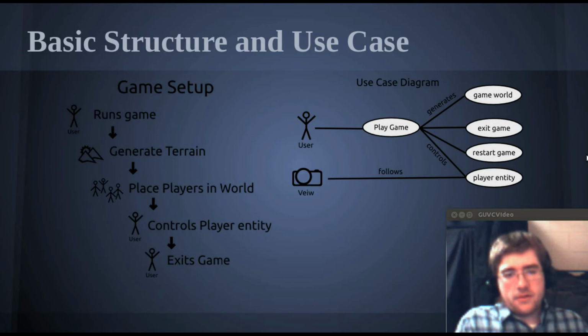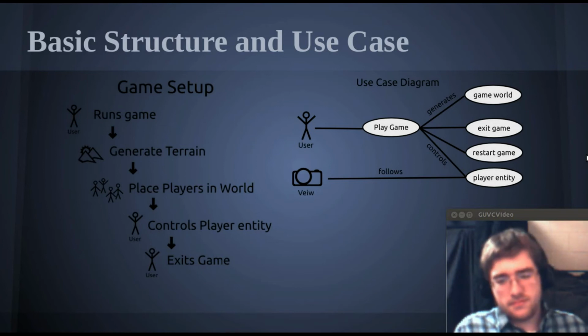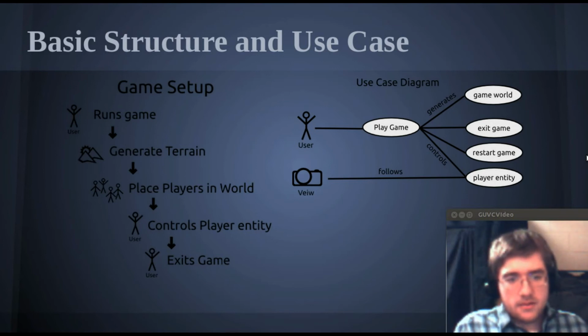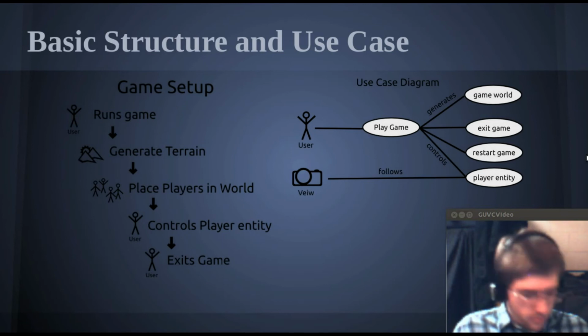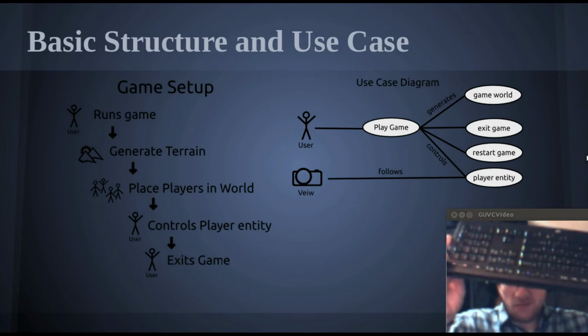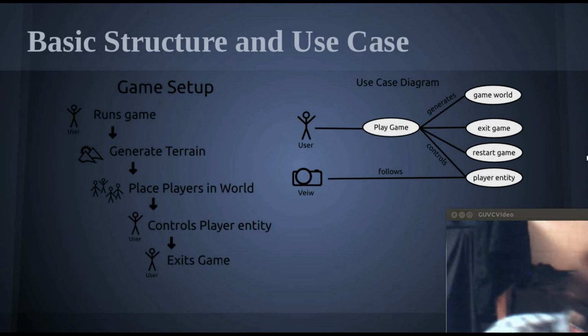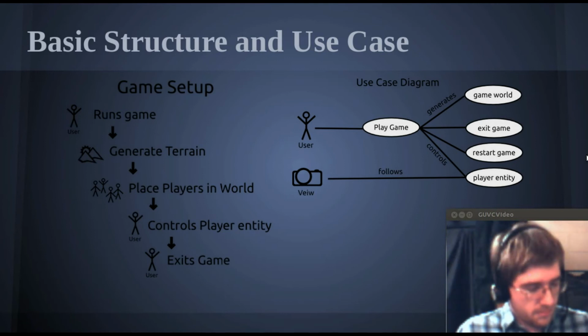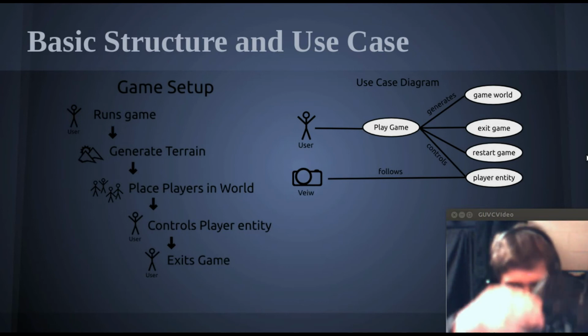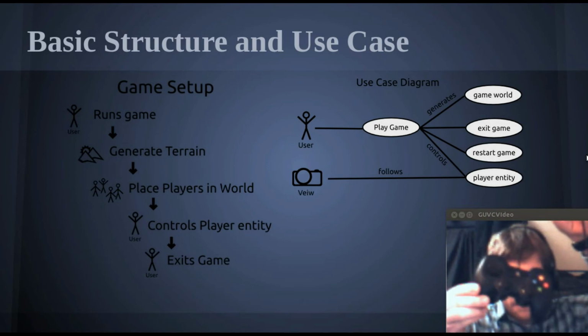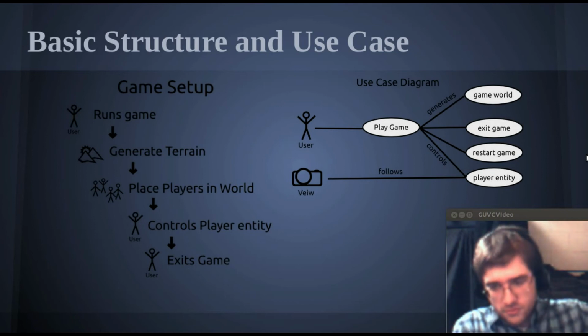So let's look at the basic structure of the program. It's nothing terribly complicated. The user runs the game, then the terrain is generated. The game places the player in the world somewhere, and the user controls the player entity with either this thing, a keyboard, or I'm also going to have the ability to control the character with a USB Xbox 360 controller.